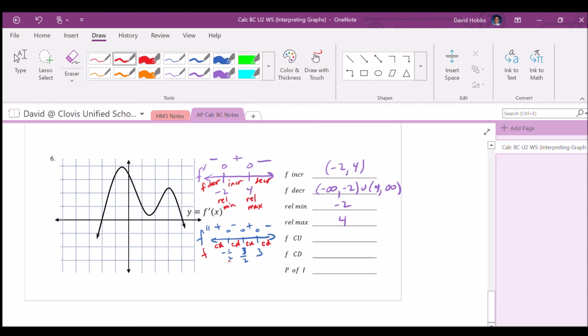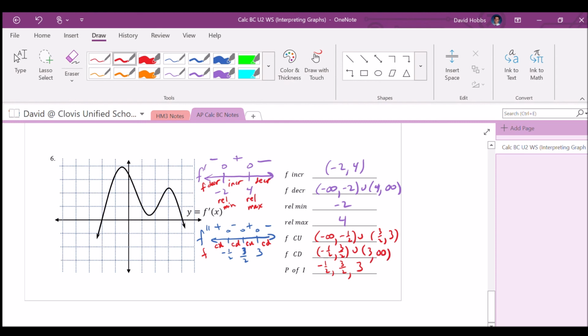And points of inflection are where the second derivative has a change of signs or a change of concavity. So negative 1/2, 3/2, and 3 are all points of inflection. And it's concave up from negative infinity to negative 1/2 union 3/2 to 3, and it's concave down from negative 1/2 to 3/2, and then also from 3 to infinity.